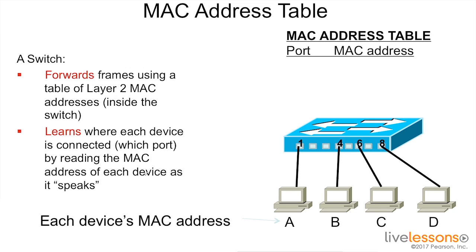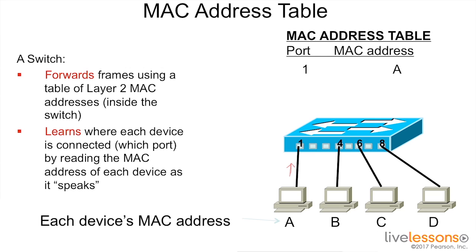Let's see an example. If the host with MAC address A wants to talk to the host with MAC address B, it sends a frame to the switch, an Ethernet frame. When the switch receives this frame, it immediately takes the information from it, like the source MAC address and the port that it came in on, and adds that to the MAC address table.